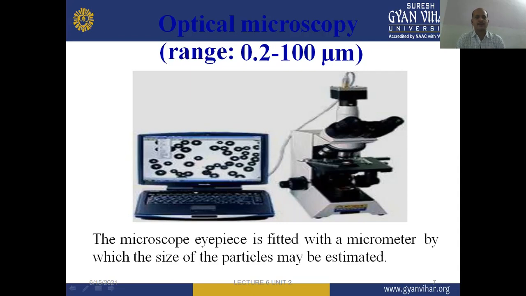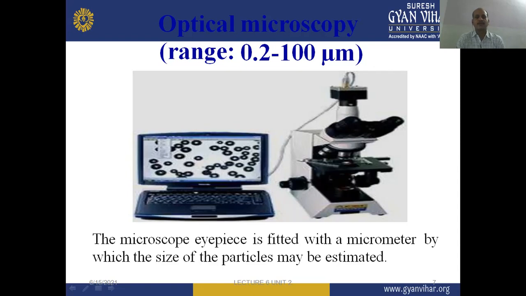In this type of optical microscopy, you can see the diagram here where the microscope eyepiece is fitted with a micrometer by which the size of the particles may be estimated. There are two types of micrometers.